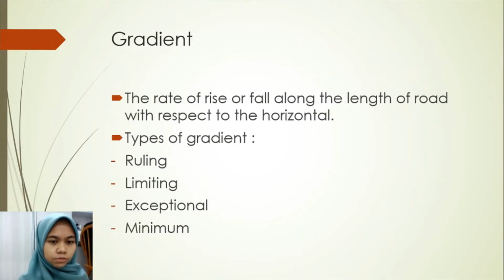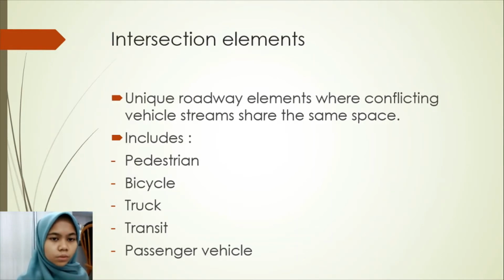And the gradient is the rate of rise or fall along the length of road with respect to the horizontal. There are types of gradient: ruling gradient, limiting gradient, exceptional gradient, and the minimum gradient. So the last one, intersection element, is the unique roadway element where conflicting vehicle streams share the same space, which includes pedestrian, bicycle, truck, transit, and passenger vehicle.